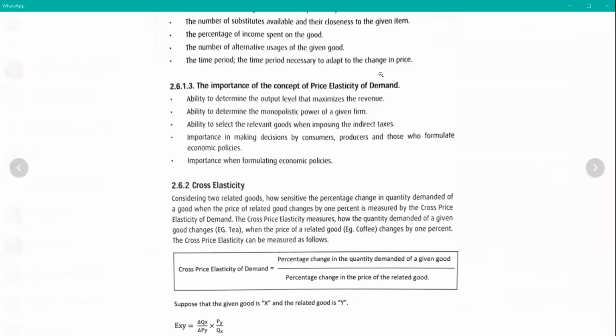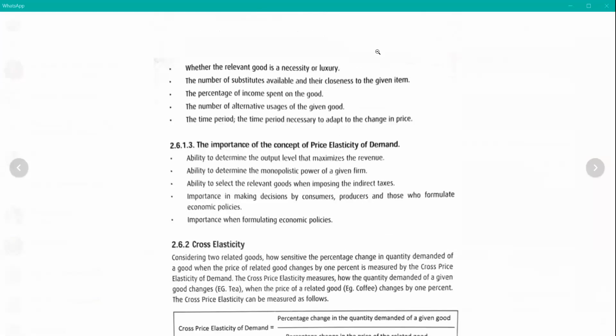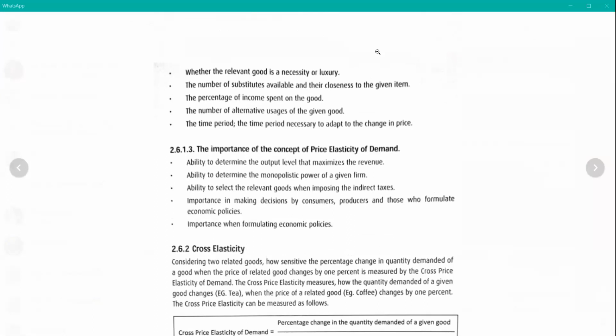Right. It says here, first one, whether the relevant good is a necessity or a luxury. If the goods are necessary, demand is inelastic. If goods are luxurious, demand is elastic.